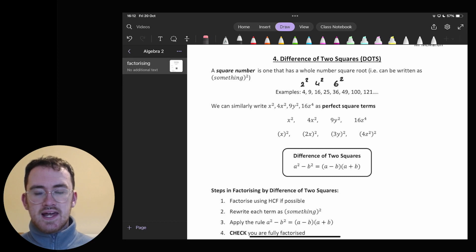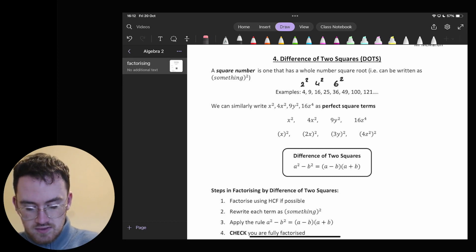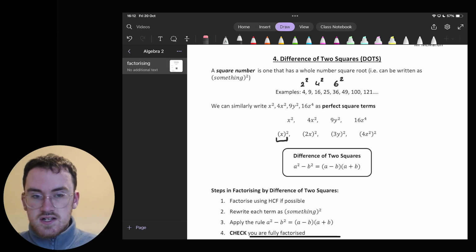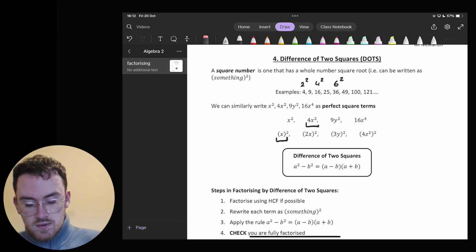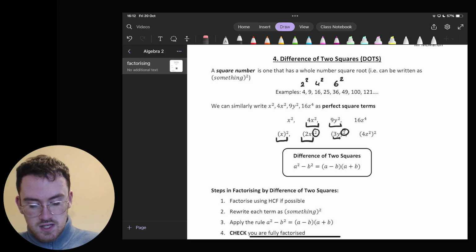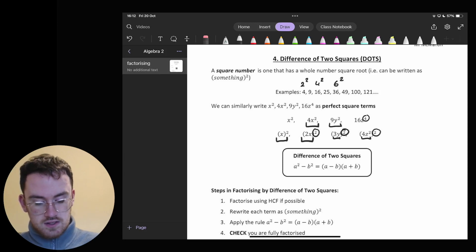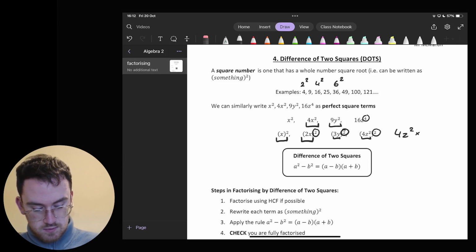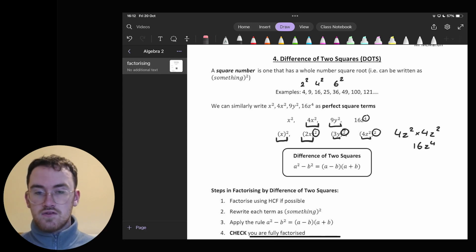And the same thing applies then to particular terms as well. So obviously x squared can be rewritten as just x squared. 4x squared we can rewrite as 2x all squared. 9y squared we can rewrite as 3y all squared. And 16z to the power of 4 can be rewritten as 4z squared all squared, because 4z squared multiplied by 4z squared would give me 16z to the power of 4.